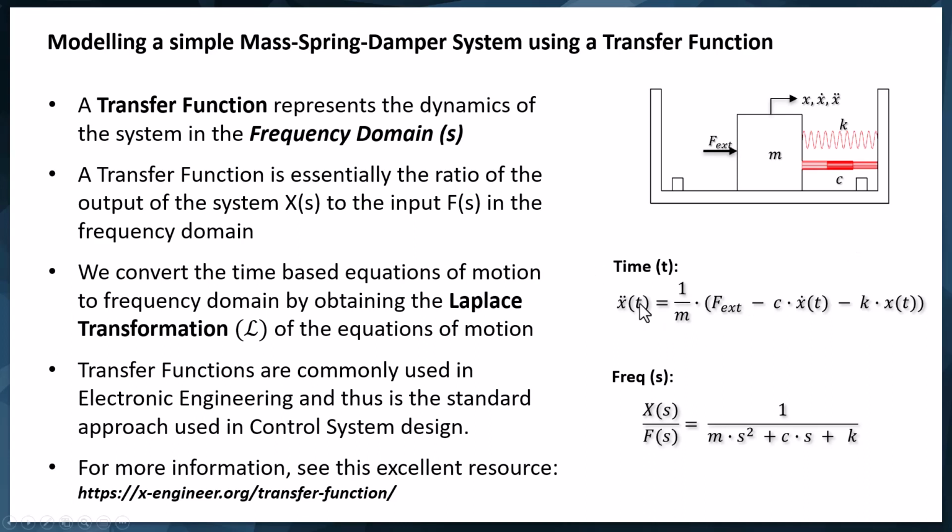So what we have here is the original equation of motion in the time domain, and by doing the Laplace transformation, we're able to get the ratio, which is effectively the transfer function of the output of the system x to the input of the system in the frequency domain. If you want to see the detailed steps of how to go about doing that, there's a great video here at xengineer.org on the steps to get from this to this, and I would encourage you to watch that.